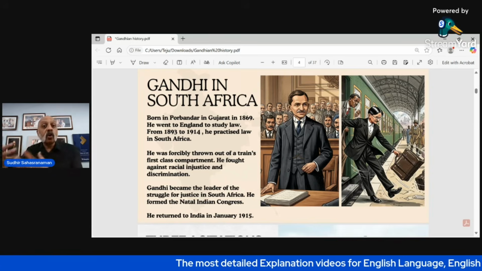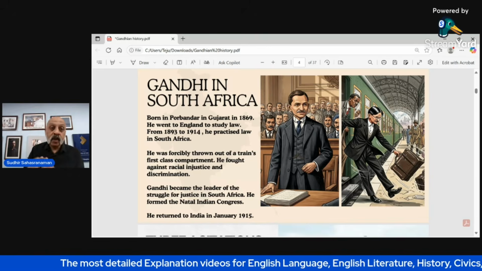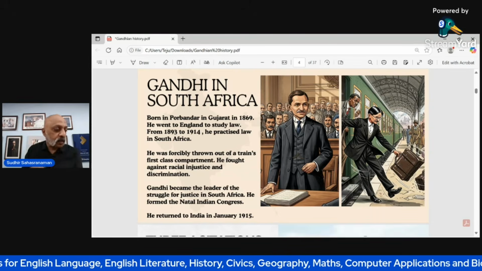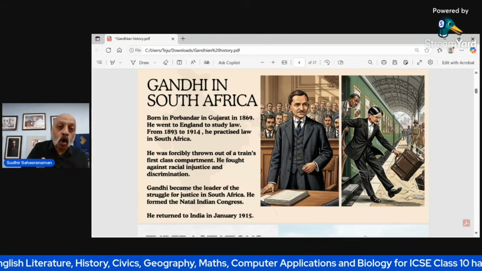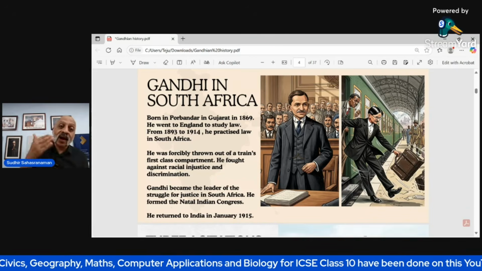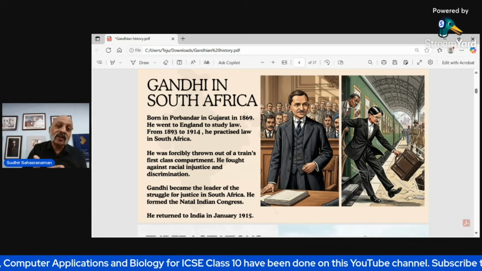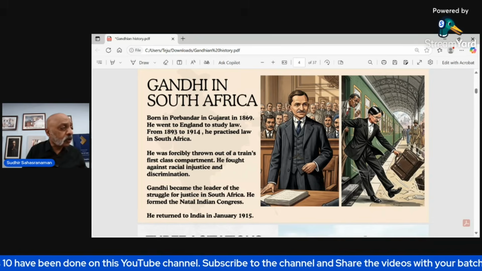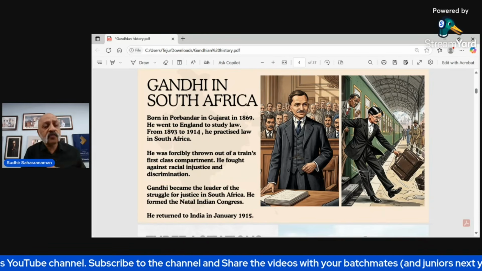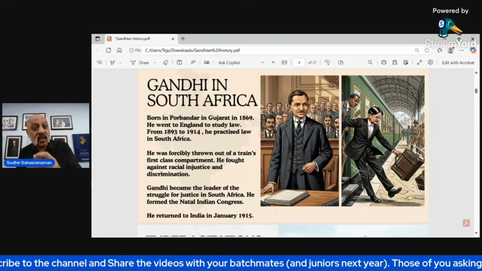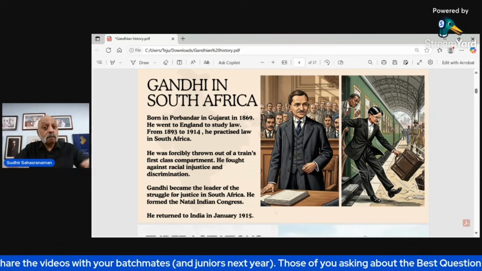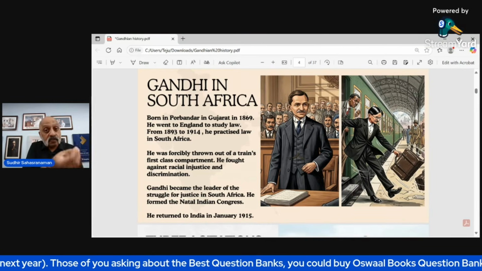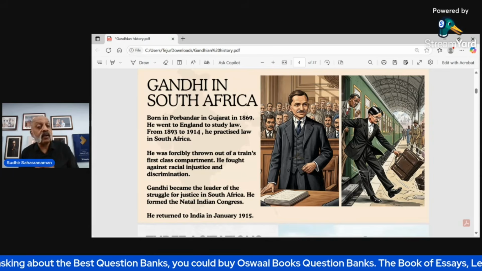So he became the leader of the struggle for justice in South Africa. He formed a party called the Natal Indian Congress. He was also imprisoned, and he basically was leading a non-violent civil disobedience movement against the white government and white administration in South Africa. So that again was something very important. And that's where he first tested his principles of satyagraha, which is like offering protest, but in a non-violent manner. So he tested his principles of satyagraha and non-violence initially in South Africa.